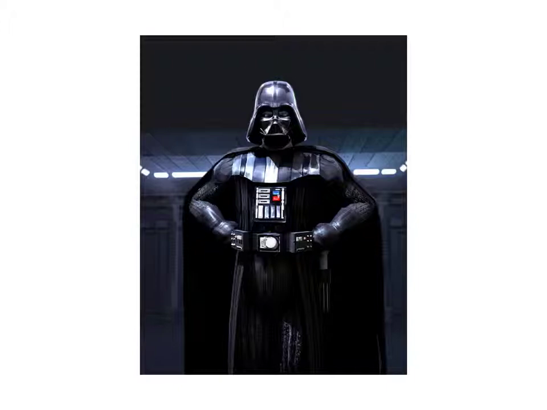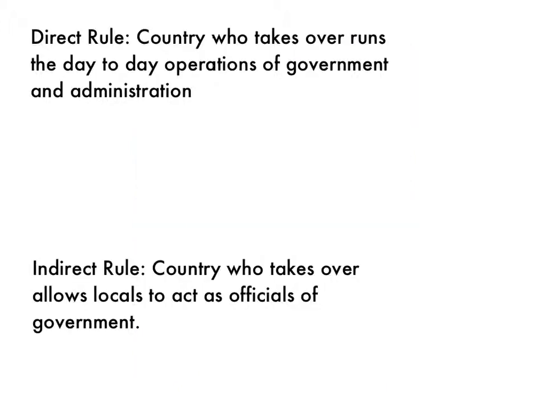All right, two other terms that I want to cover are direct rule and indirect rule. These directly relate to how countries who take over, who imperialize, maintain control. Direct rule basically means that the country who takes over is heavily involved in the day-to-day operations. They're the ones running the government, the country, and the society.